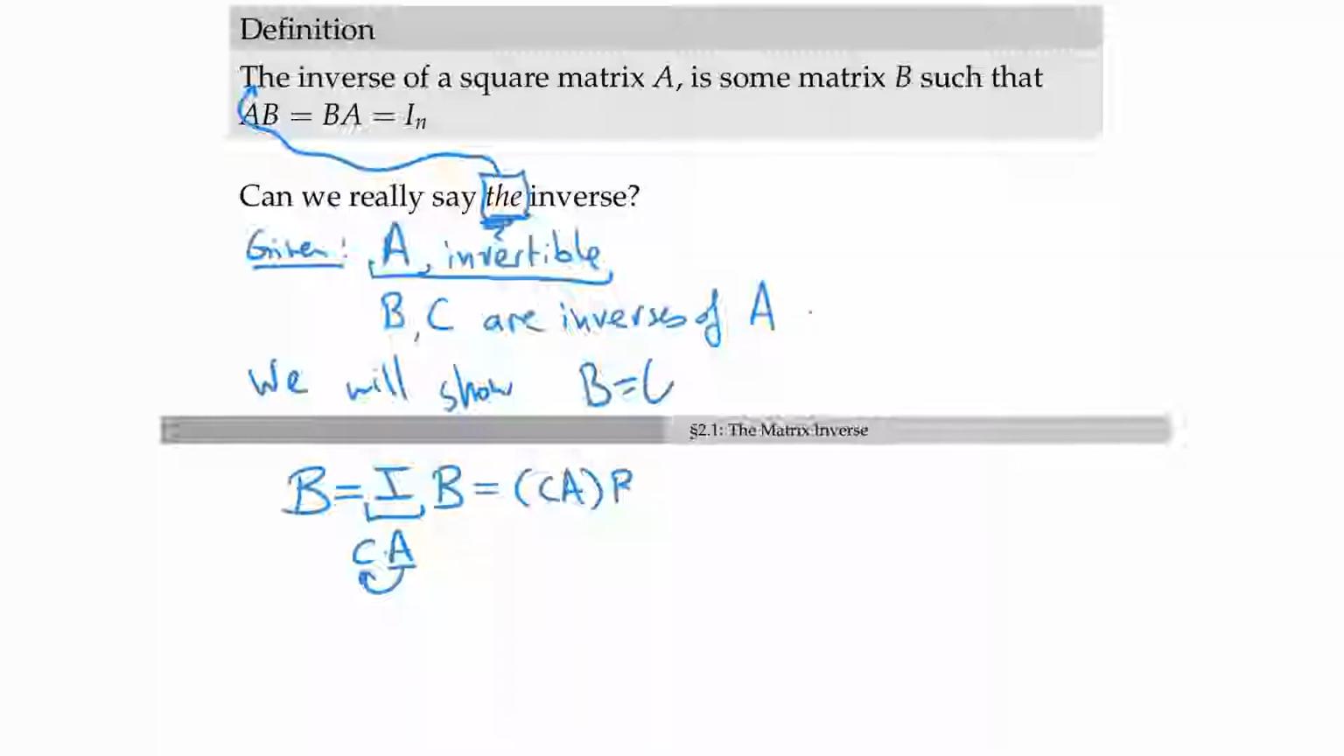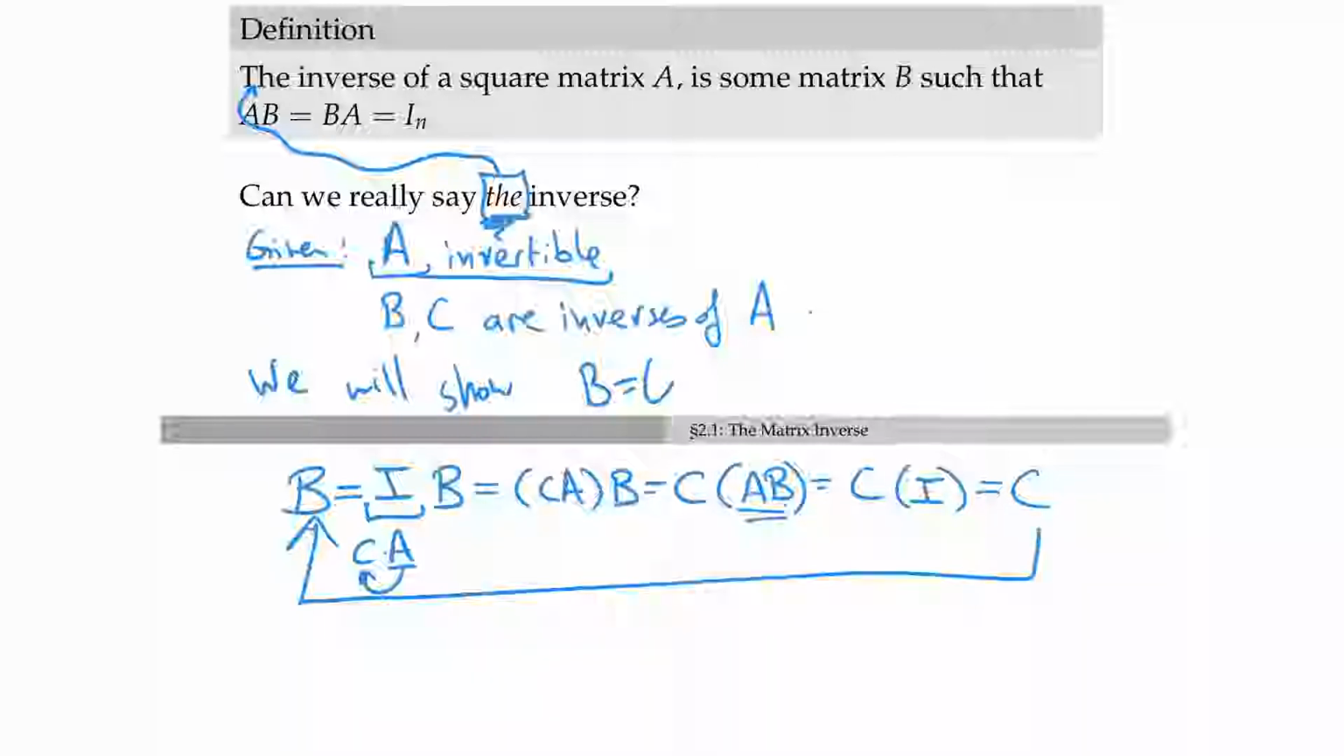So I can very well write CA times B. Now remember, matrix multiplication is associative. So that means this is the same thing as C times AB. Well, B is an inverse of A, and therefore AB must be the identity. So that means I have C times the identity. But anything times the identity is itself. So I get C. And lo and behold, I get B equals C, as I promised.